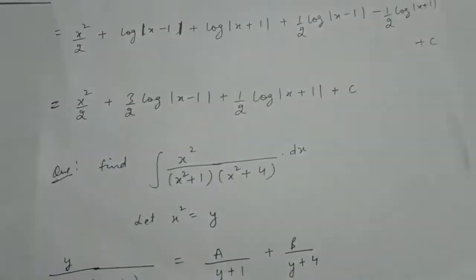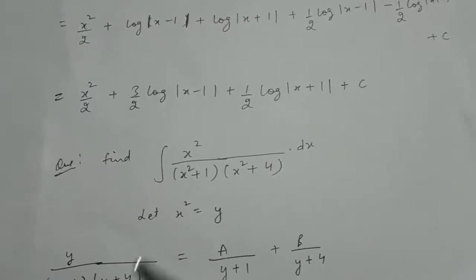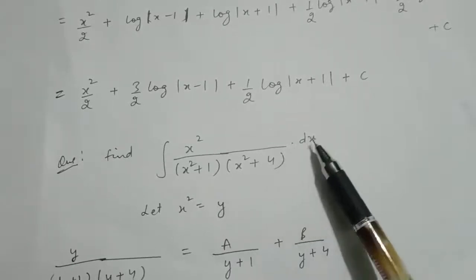Clear? Now see, in the next question, you have to find the integral of x square upon x square plus 1 into x square plus 4 into dx.